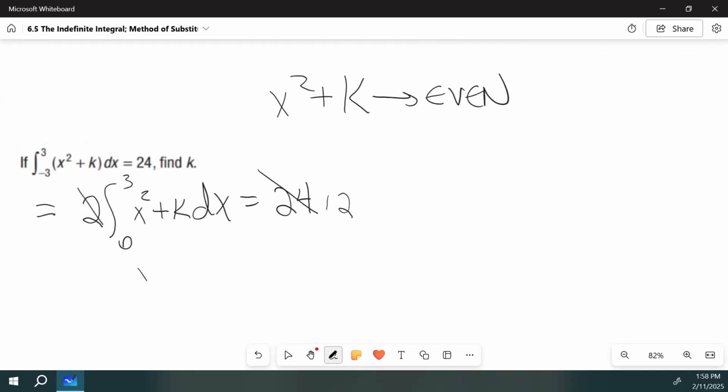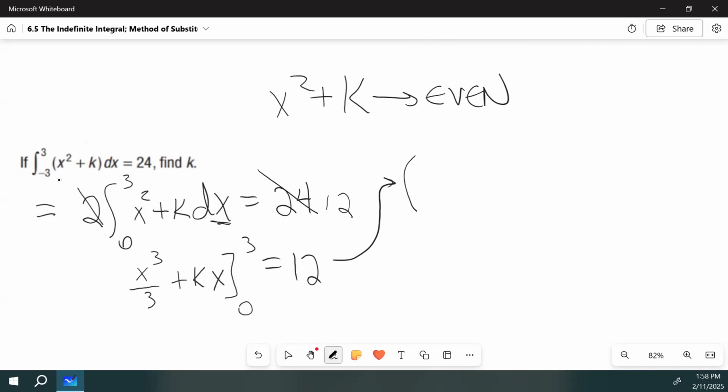So, anti-differentiating, you'd have x cubed over 3, and k stands for a constant, so the antiderivative of k with respect to x would be kx, not k squared over 2, because you're thinking of k as a constant and letting x be the variable here. Okay, so you plug this in from 0 to 3 and set that equal to 12.